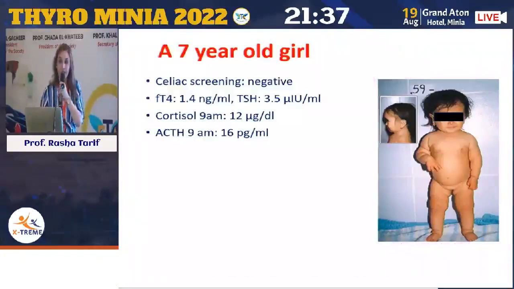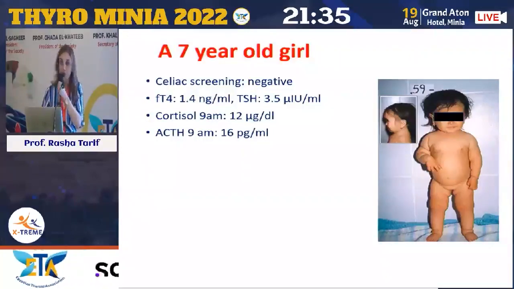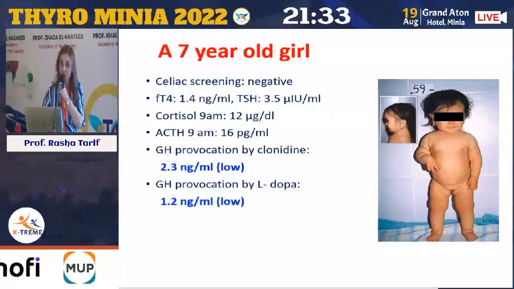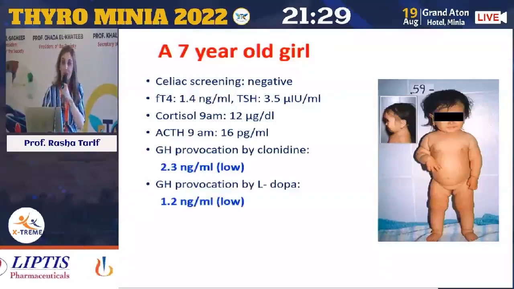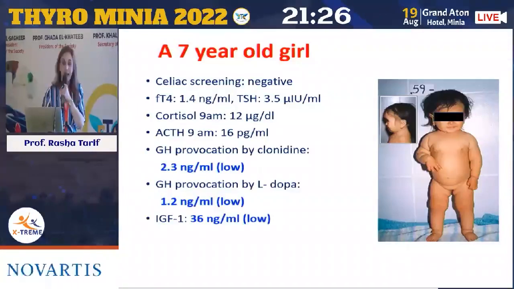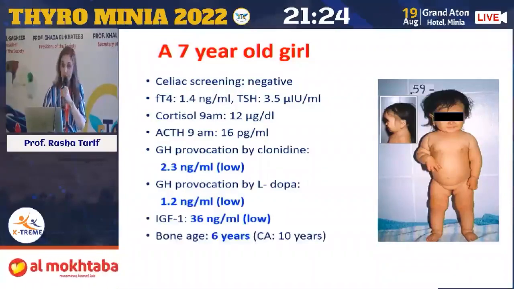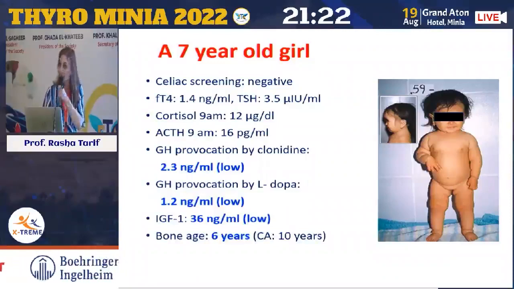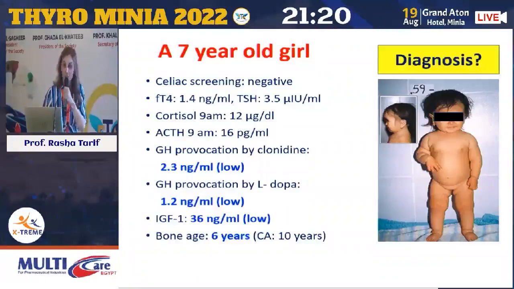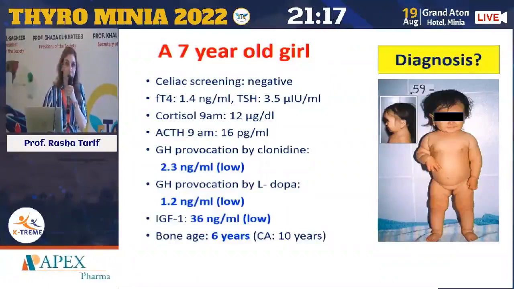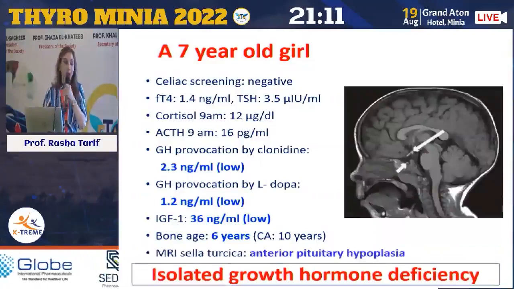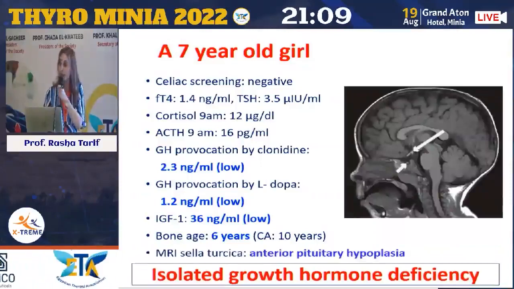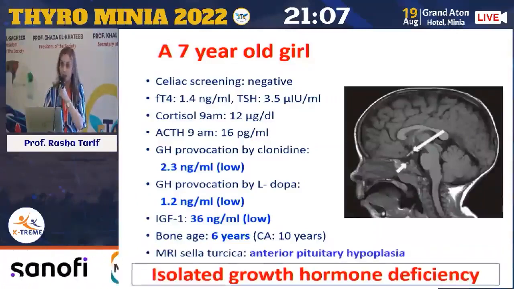Her celiac screening, thyroid function, cortisol, ACTH, normal. The growth hormone stimulation by 2 tests revealed very low growth hormone, and the IGF-1 is very low. The bone age is delayed. She's 10 and the bone age is 6. What's your diagnosis? A very straightforward case. Thank you very much. This is isolated growth hormone deficiency. And when we did the MRI, we found anterior pituitary hypoplasia.